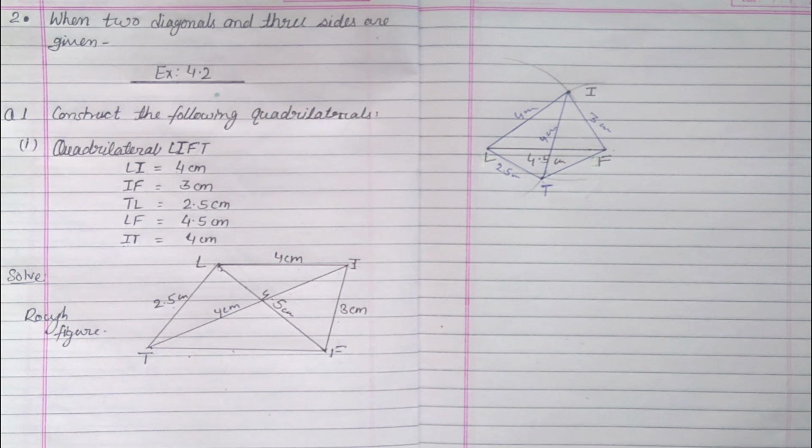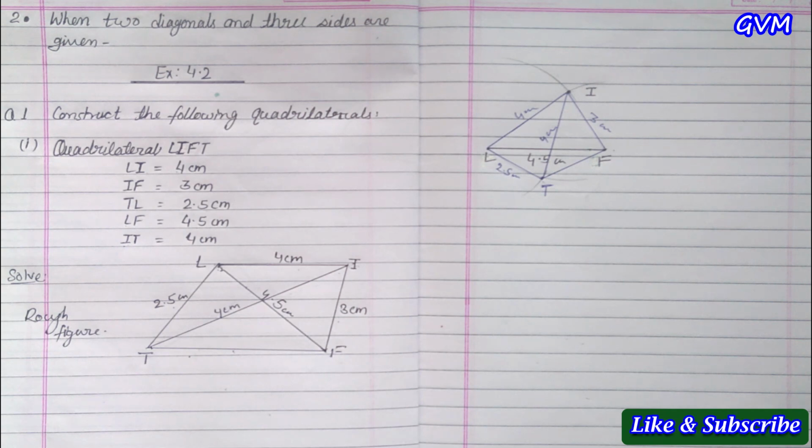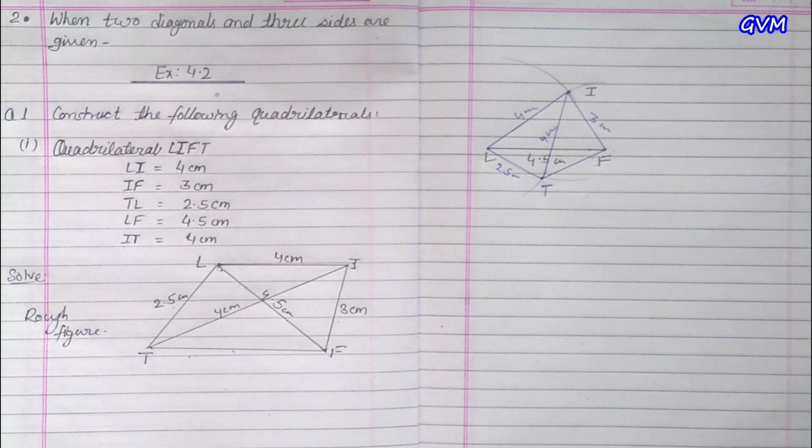So students, this was exercise 4.2 and in this exercise we learned how we can construct a quadrilateral when two diagonals and three sides are given.